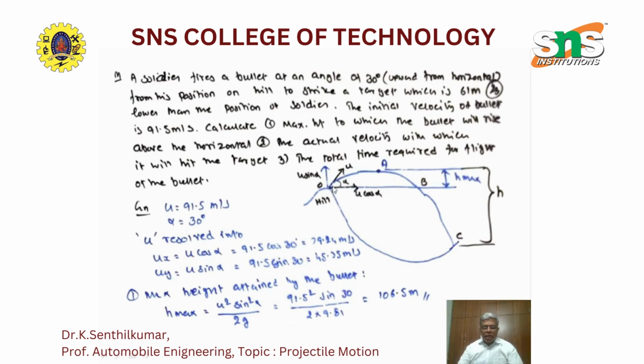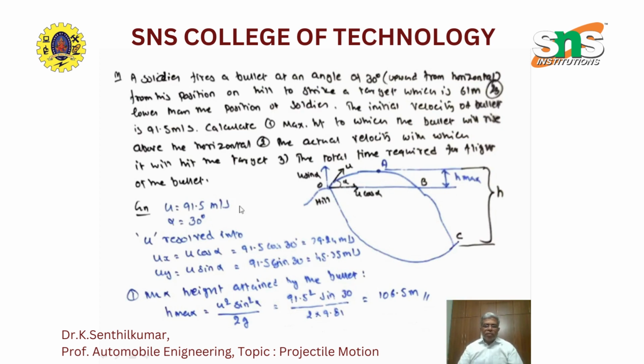The bullet is traveling and follows this path ABC. A is the maximum height attained by the bullet, then the bullet falls down and travels through a point and hits the target C. So we need to find the maximum height traveled by the bullet from the horizontal position of the soldier. This is the first question.